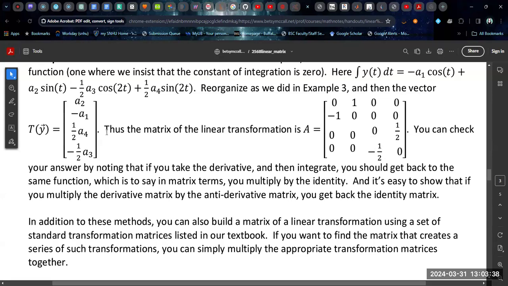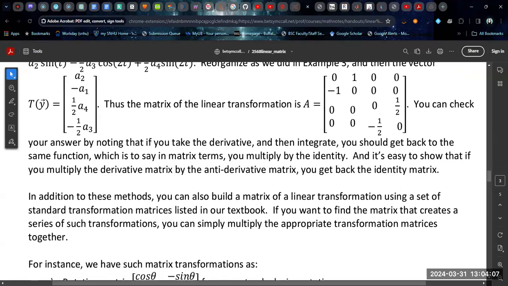And again, just keep in mind that once you do the antiderivative, you then have to make sure that your coefficients are in the order that we originally represented the bases, so sine, cosine, sine 2t, cosine 2t. And since these are supposed to cancel out, what should happen is if you multiply this antiderivative matrix by your original derivative matrix from the previous example, you should get the identity matrix.